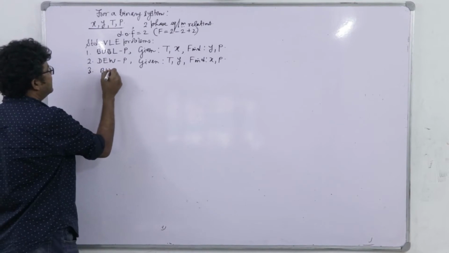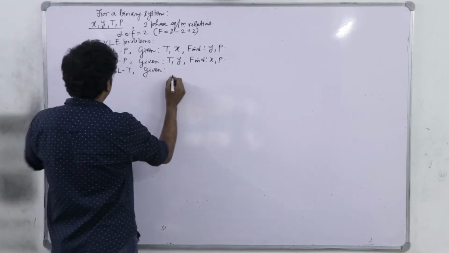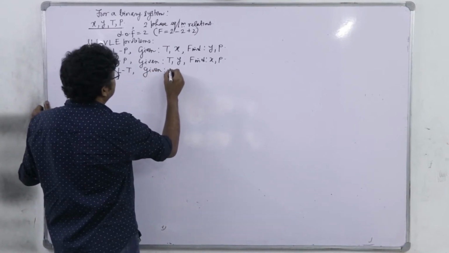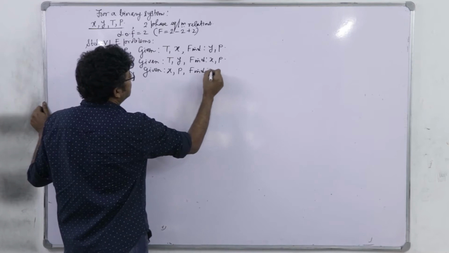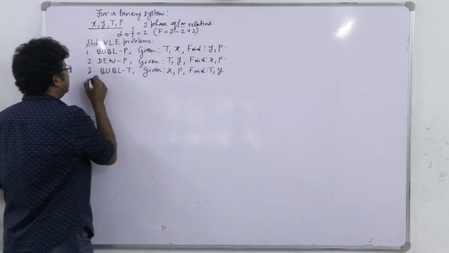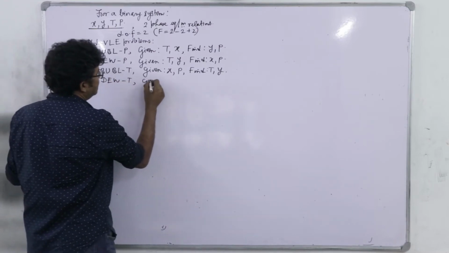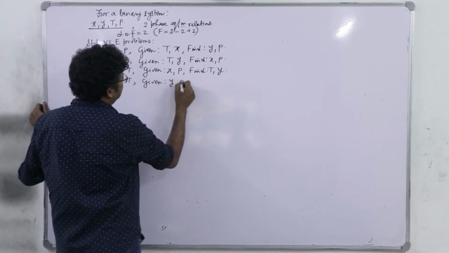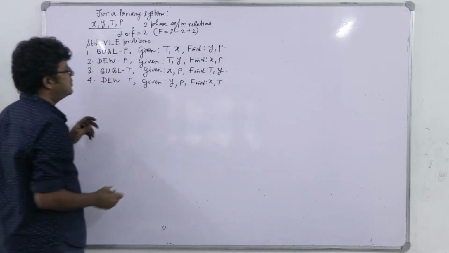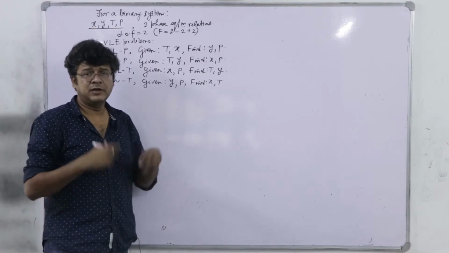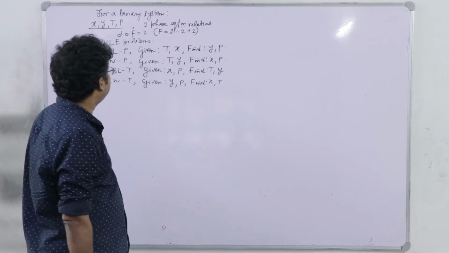Third, bubble T. Here x is given, P is given, find T and y. And lastly, it is dew T. Given y and P, find x and T. So, this is the most complicated. It involves two simultaneous loops, nested loops. So, we will discuss how it can be solved.